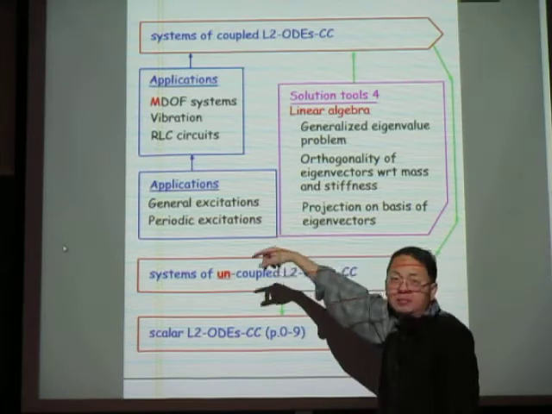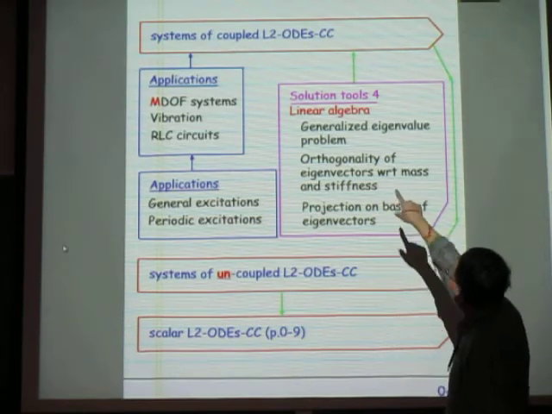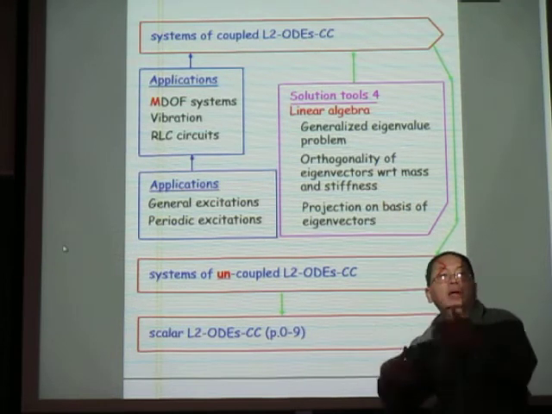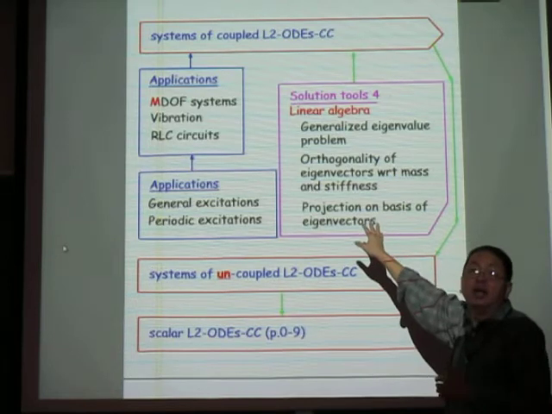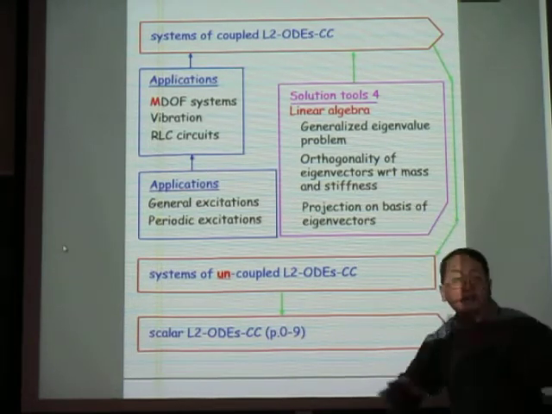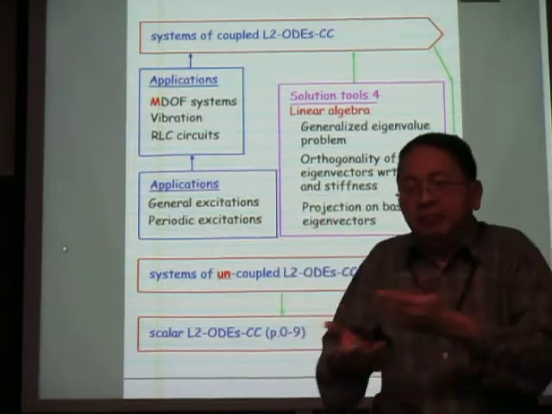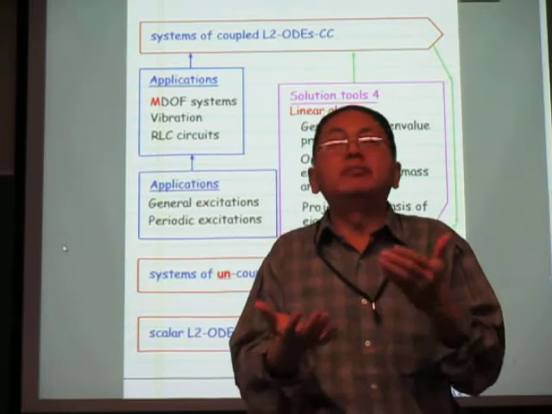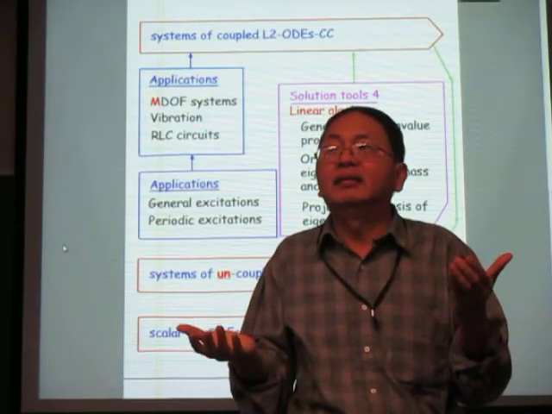Many applications: vibration, circuits. And here, the important point is the generalized eigenvalue problem, how to solve the generalized eigenvalue problem, what's the orthogonality among the eigenvectors, and how you project the system. The goal is to make the problem simpler to solve, right? How do you do that?